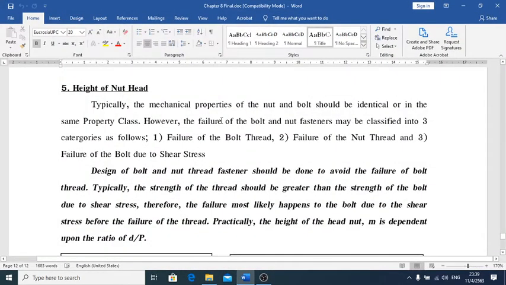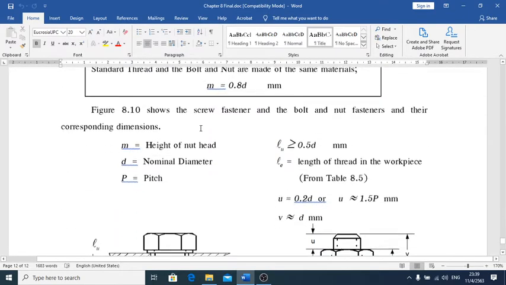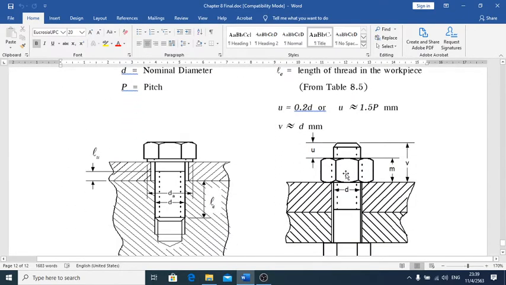Okay, let's continue with that. I'm going to talk about the heights, typically the nut height, things like that. So when we design, we need to determine the nut height.